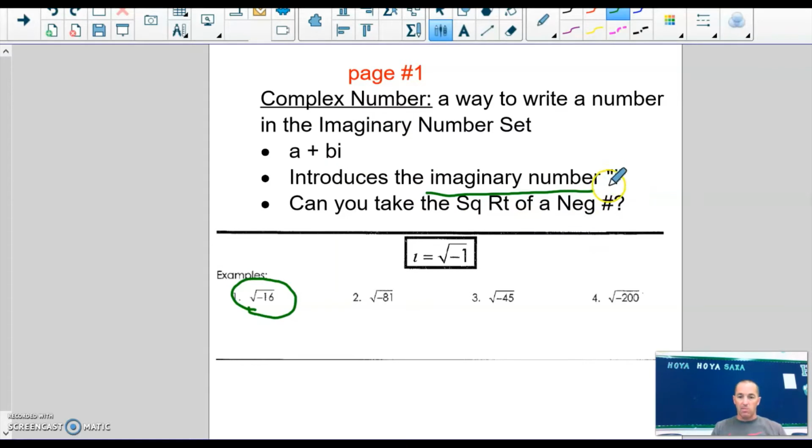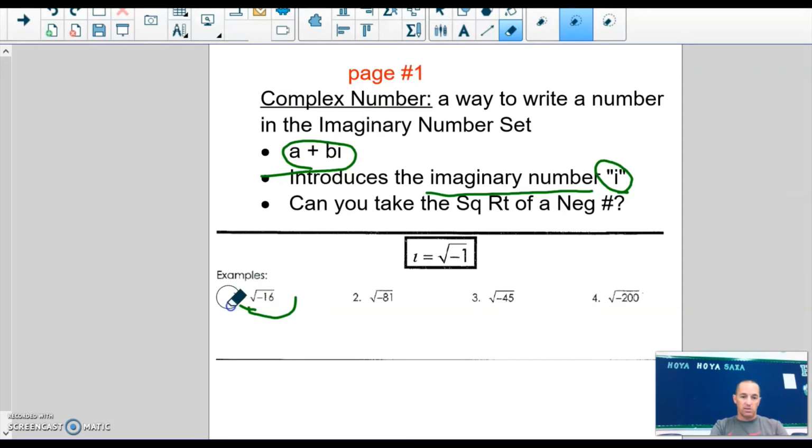Our imaginary number is the letter i, used just like a variable. It does have meaning, much like pi, but the letter i is used, obviously, for the reason of the word imaginary. As we get into this a little bit more, you'll see where a plus bi is how the complex number gets written. But for now, we're going to talk about how we take the square root of negative numbers.